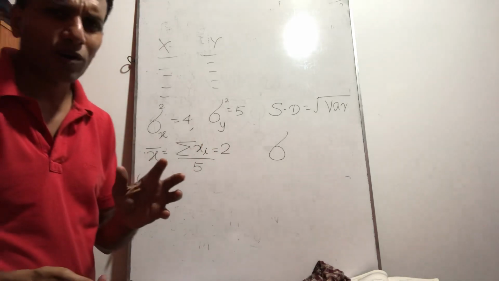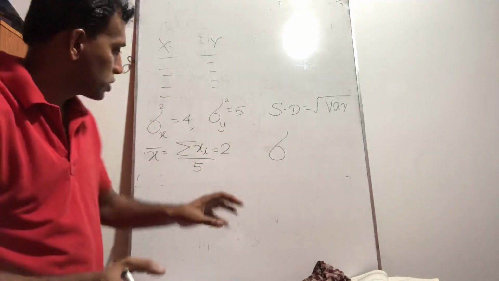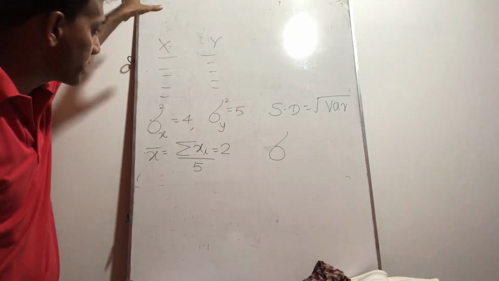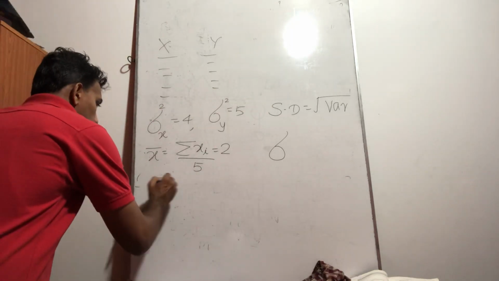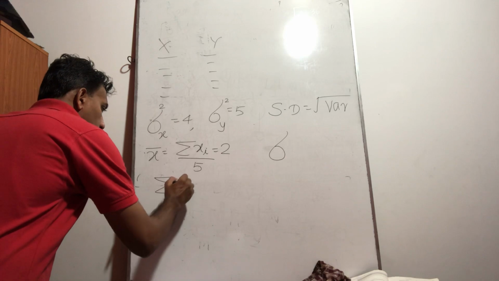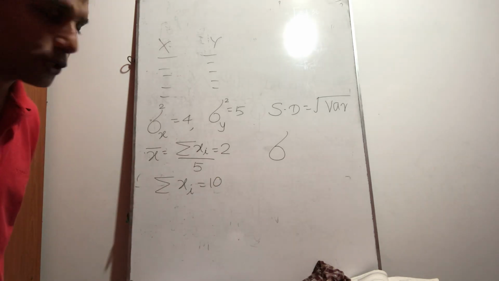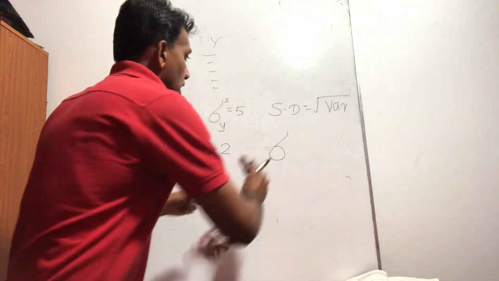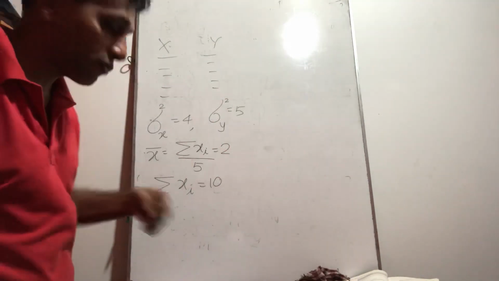Therefore, you can just think of O-level mathematics. If the mean is given, you can find the total. So what is the sum of the first set of numbers? 5 times 2, 10, right? Therefore here, sigma xi equals 10. The same applies to the other y set of numbers.